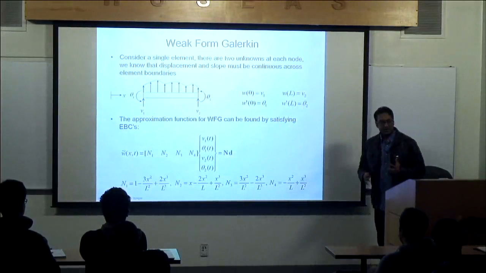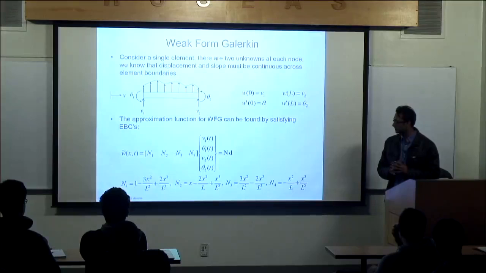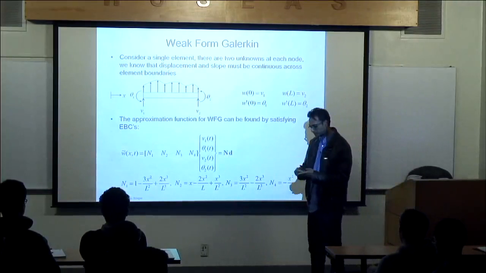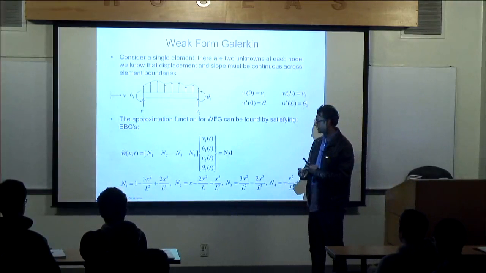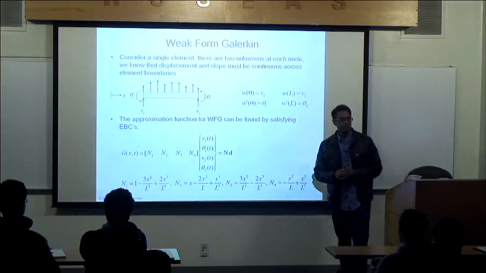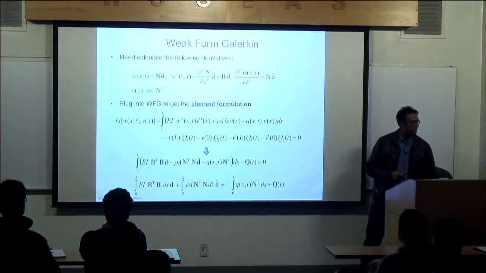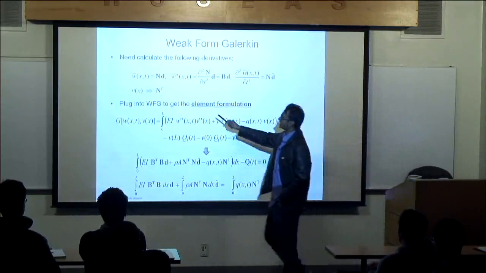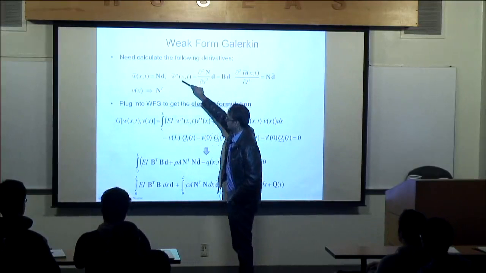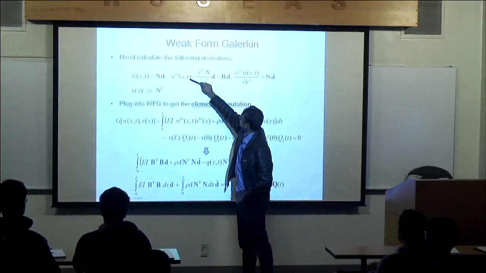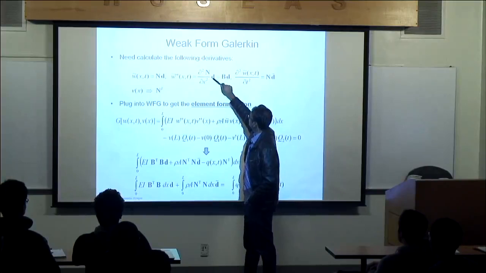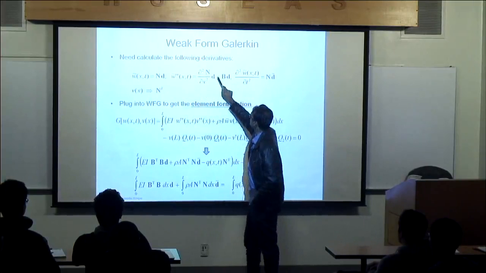Now I have a suitable approximation function, with each of these basis functions linearly independent, a complete set that satisfies the Kronecker delta property and the partition of unity. Great functions. Now we have W of x as a function of time also, N bold times d bold. I have to calculate the second derivative with respect to x squared, giving N double prime bold d, because d does not depend on x. So I get B bold d.